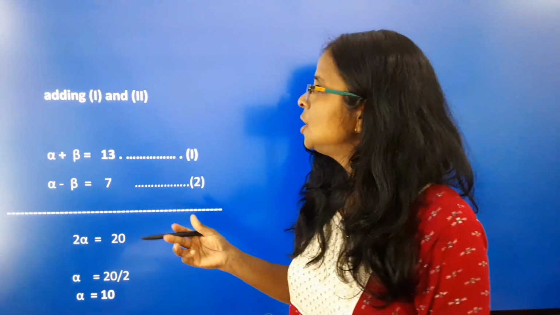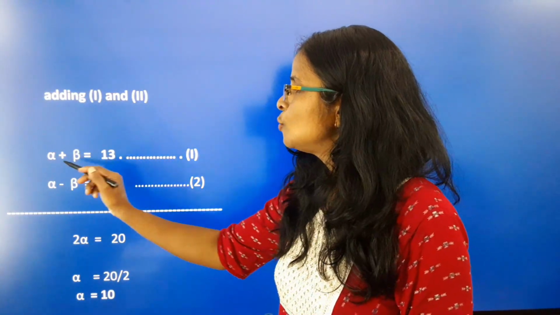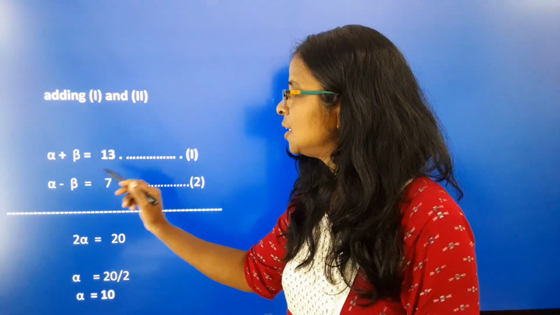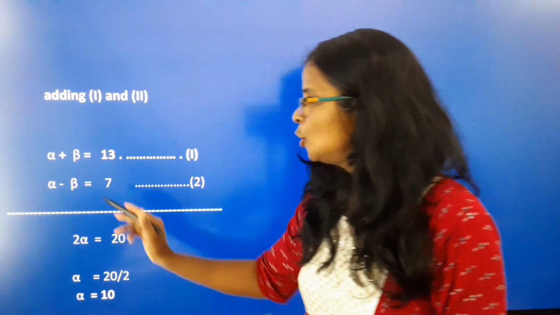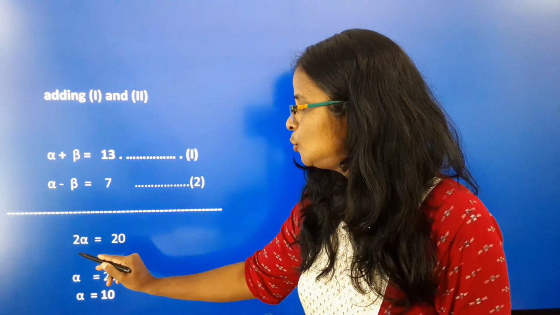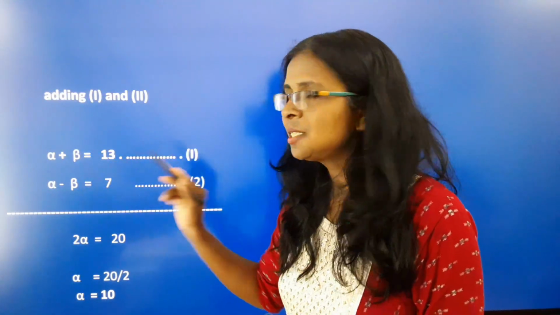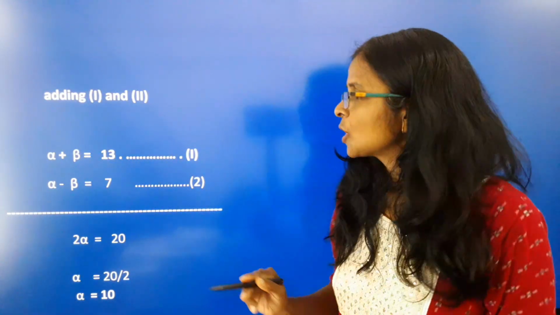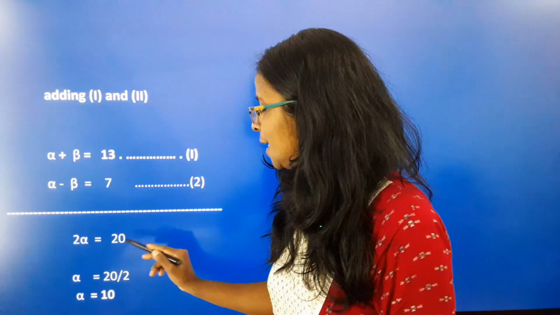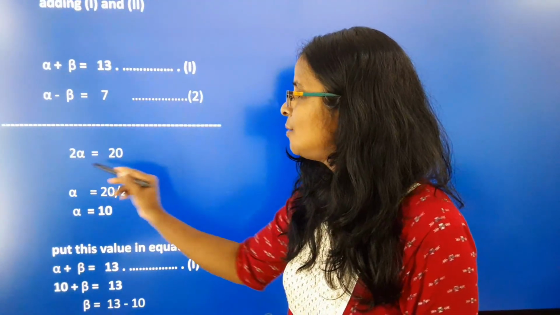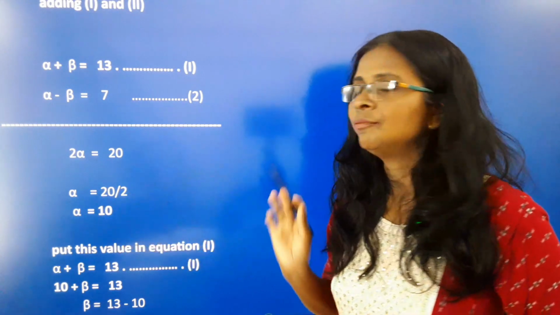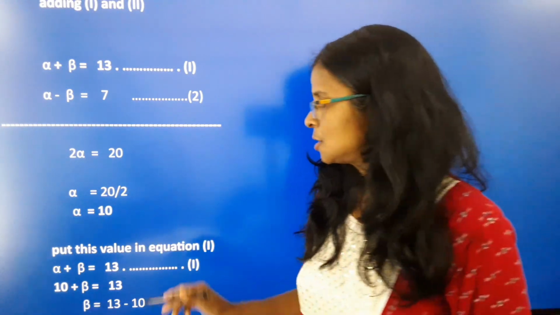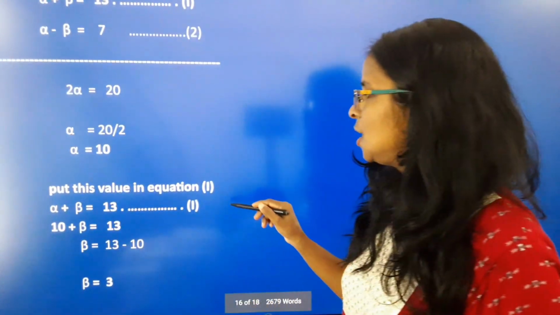solve these equations by adding 1 and 2. So alpha plus beta is equal to 13, alpha minus beta is equal to 7. That addition: alpha plus alpha, 2 alpha, plus beta minus beta, that is equal to 0, and 13 plus 7, that is equal to 20. So 2 alpha is equal to 20, alpha is equal to 20 upon 2 and alpha is equal to 10, students.